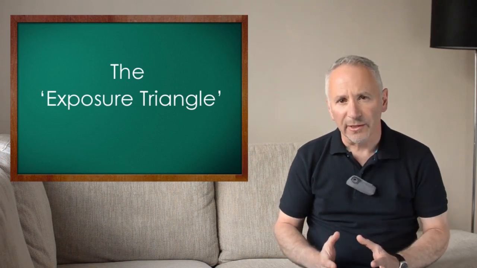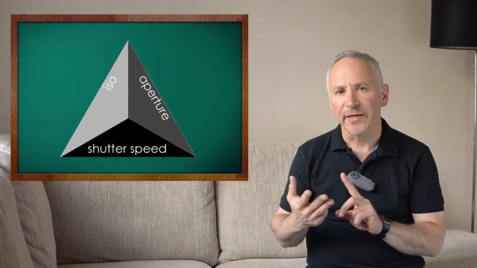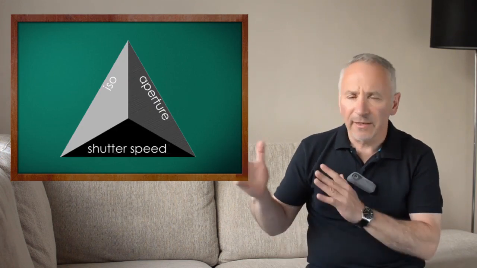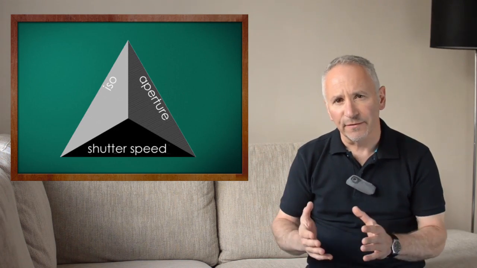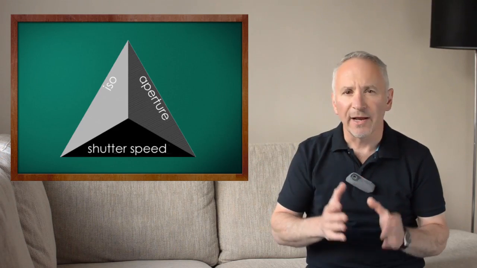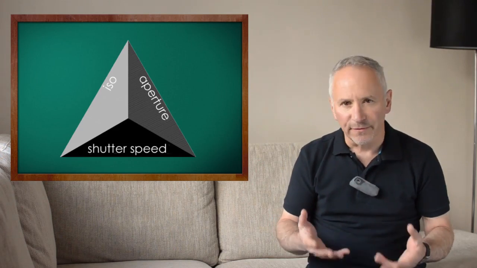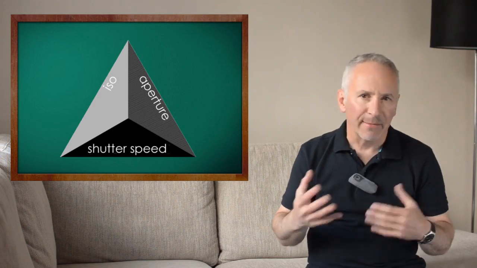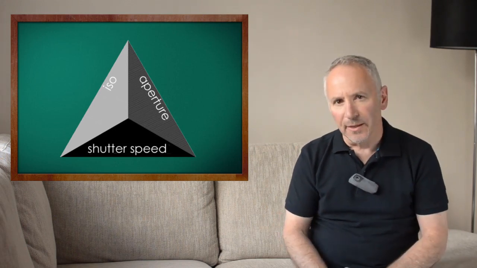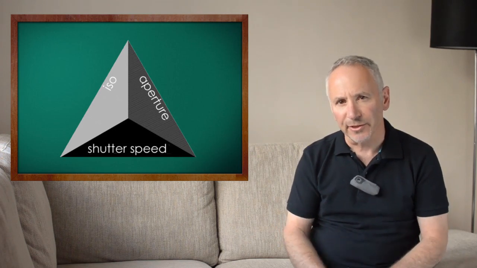Now, the exposure triangle is made up of three things: the aperture, the shutter speed and the ISO. When light comes into the camera, it first of all enters through the aperture, then it goes through the shutter, and finally it hits the sensor. The sensor is the equivalent of film and gathers light and makes the actual picture. I'll be talking about each of those three different things, but first of all, let's look at apertures.